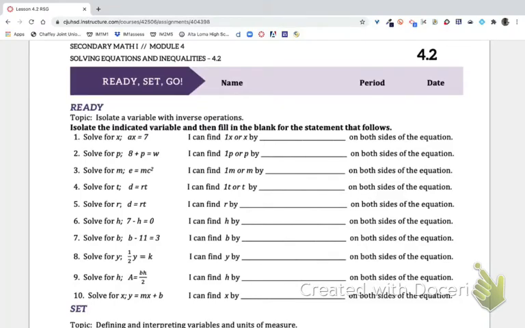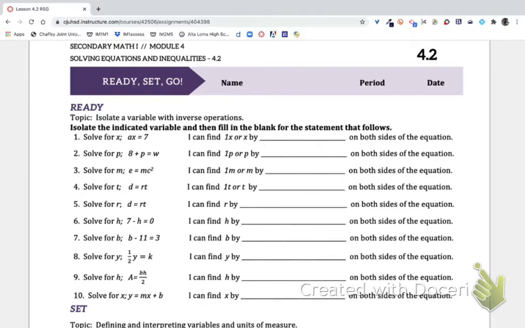All right, the Ready Set Go for lesson 4.2 is really designed to give you some repetition, some extended practice. Looking at the ready portion, it's just asking how are you going to isolate the indicated variable? How are you going to get it by itself?